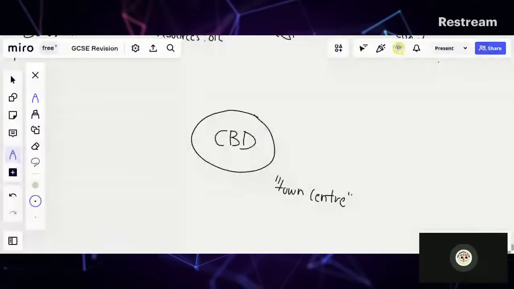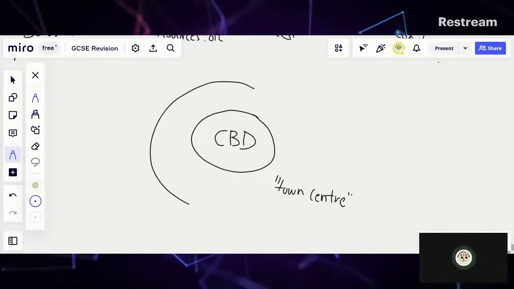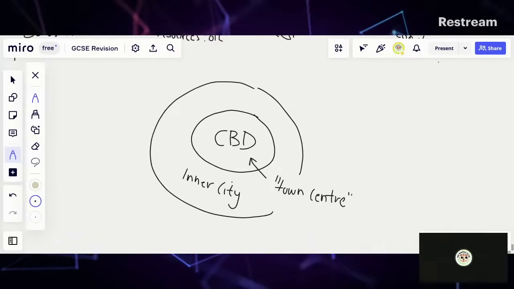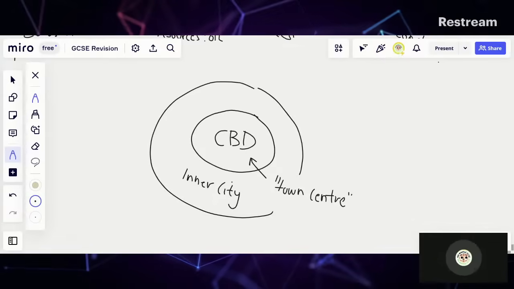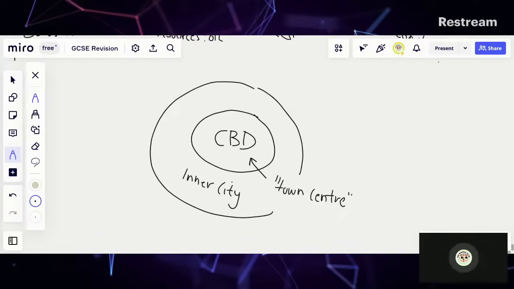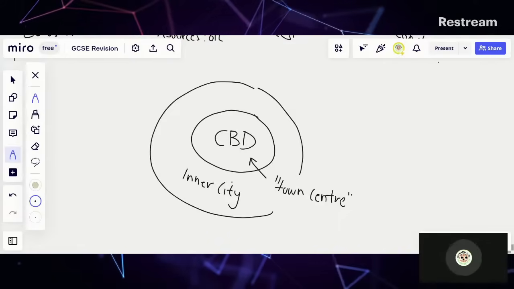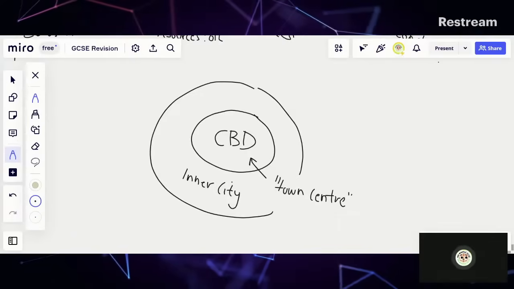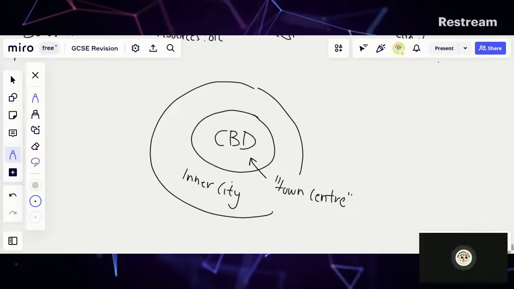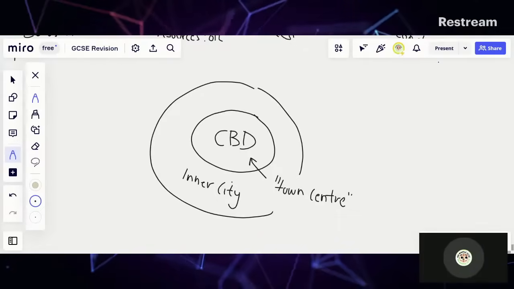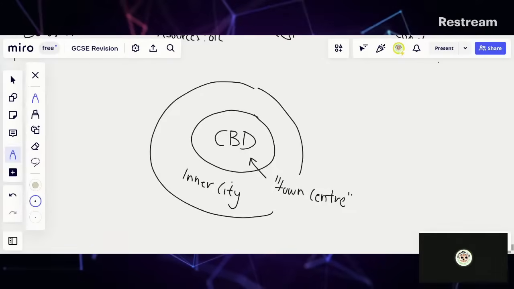Now, then you have the inner city around that. So, you have the town centre in the middle, then you have the inner city. The inner city has a mix of land use. So it's mainly residential, means mostly lots of people live in the inner city, but there are some businesses here and there are also some recreational parks. There are lots of short roads and mostly terraced housing. So you have a mix of land use, mainly residential, some businesses.